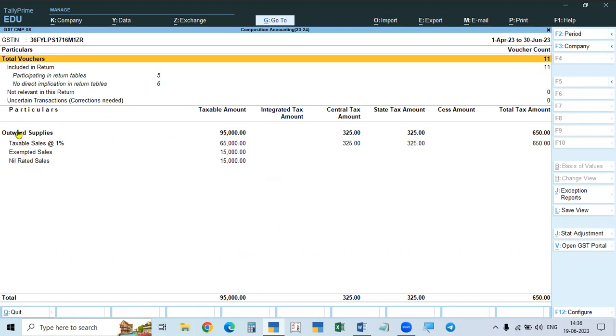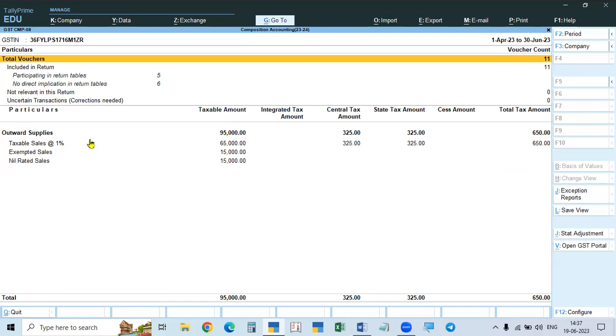You see here, in this case, outward supplies are shown. That is sales. On taxable sales, 1%, we have to pay tax. So the tax is shown, and the turnover, the taxable amount, is shown. See, for exempted sales and nil-rated sales, only the turnover amount is shown. The taxable amount, that is the taxable value, is shown, but there is no tax.